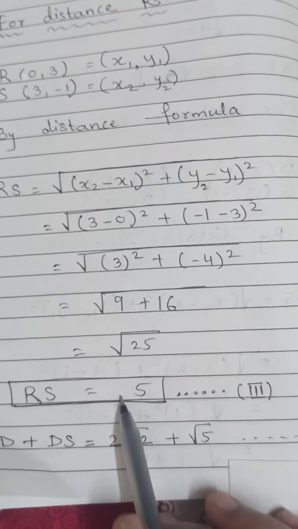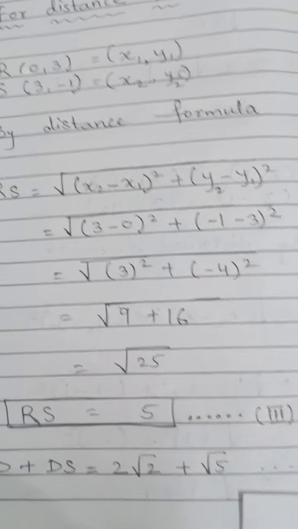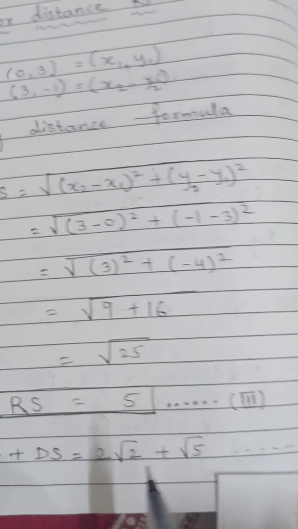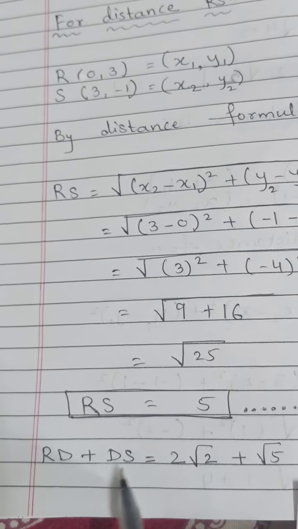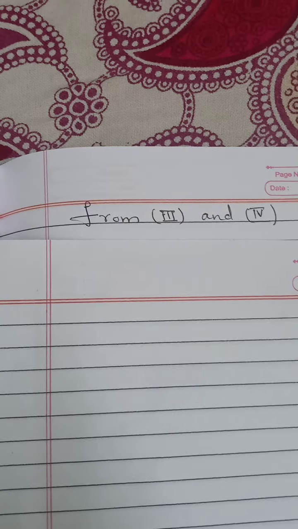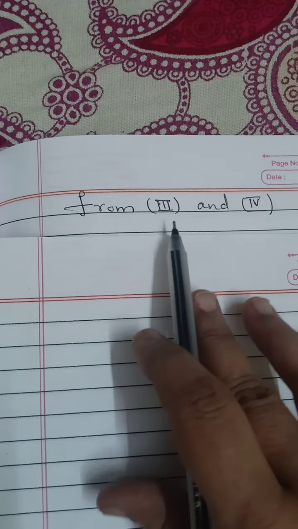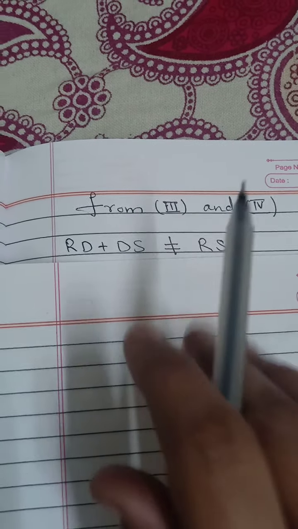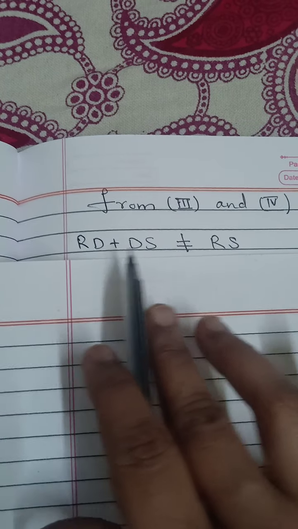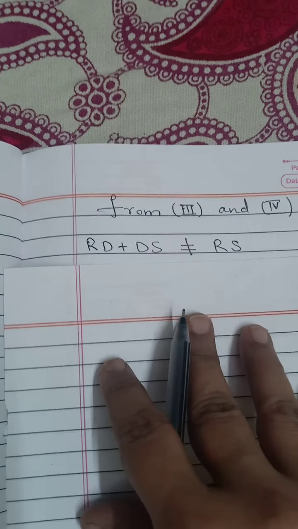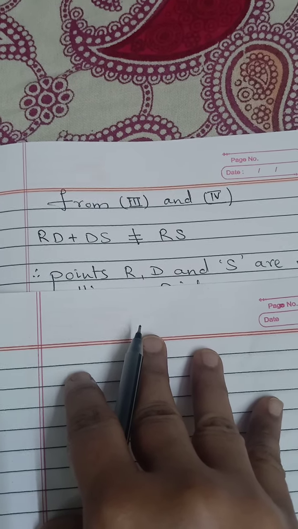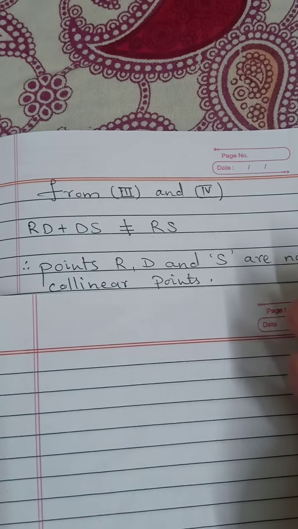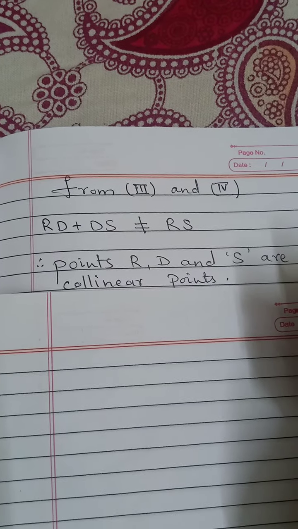See here, this is the largest distance. This 5 is not equal to this 2 root 2 plus root 5. Here only we can compare. That means from equation numbers 3 and 4, we can say that the addition of RD plus DS is not equal to RS. Therefore, whenever the addition of the two smaller distances is not equal to the bigger distance, we can say that all these 3 points R, D and S are non-collinear. We can write not collinear or non-collinear, both are the same. So in this way we have completed our question number 2.